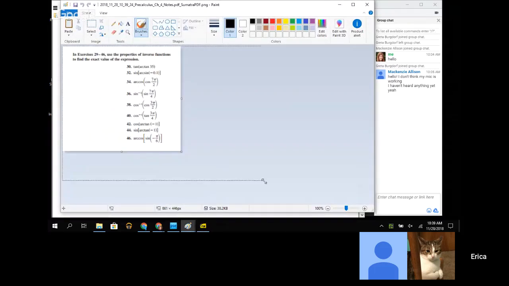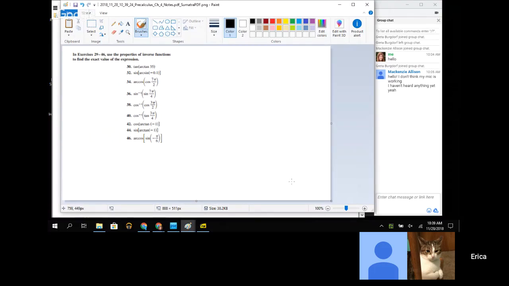So 29 through 53. Actually, 29 through 45 are the tricky ones. After that, you get to use your calculator again. Okay, it says use the properties of inverse functions to find the exact value of the expression. All right, so the first few actually are really easy.